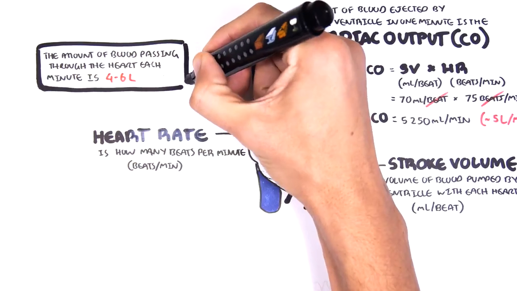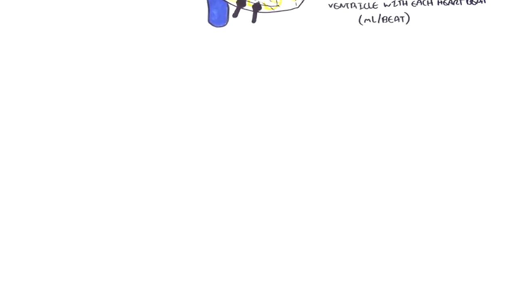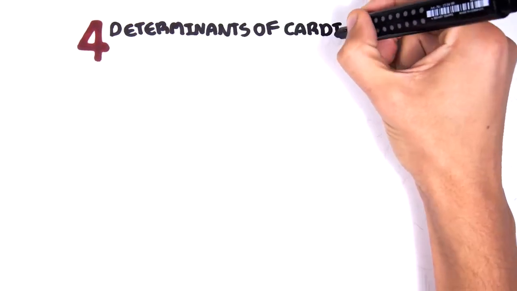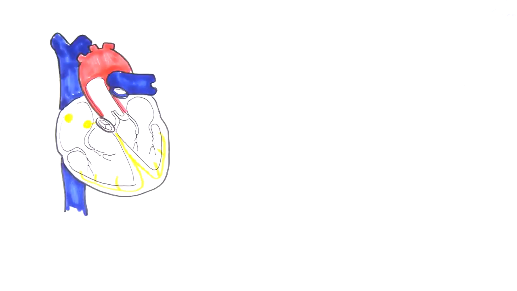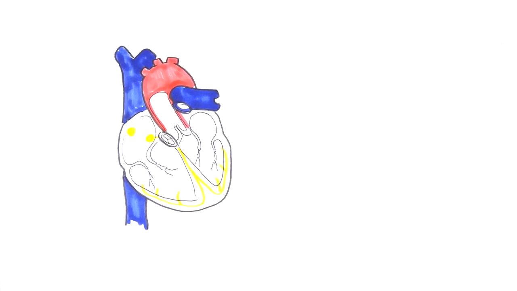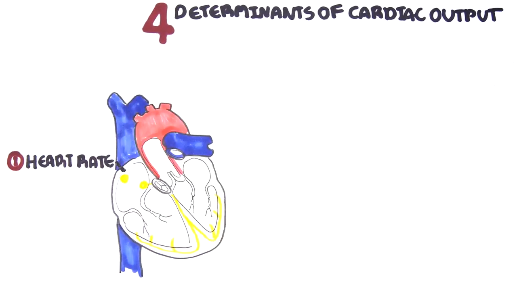So the heart rate and stroke volume is used to calculate cardiac output. But there's another 3 factors which influence stroke volume. And so in total, there are 4 determinants of cardiac output. Let's take a look at these. So the first determinant, which we already talked about, is heart rate, which is your conduction system. This is how many beats per minute.